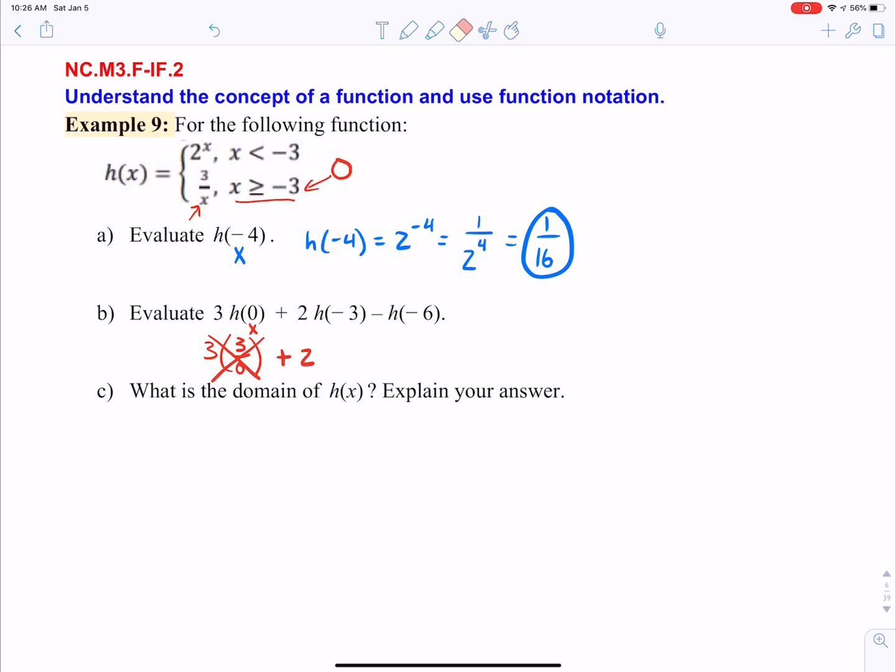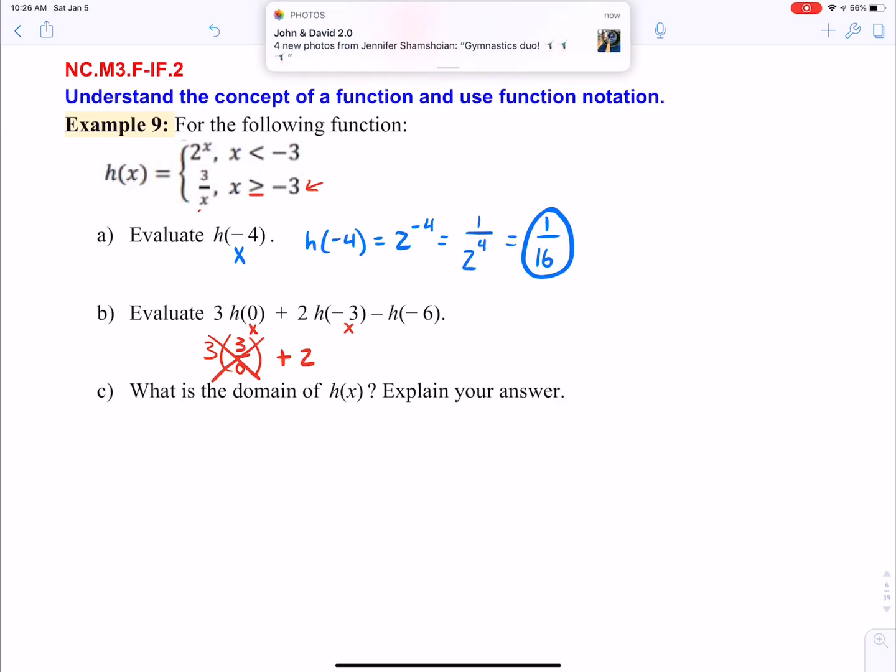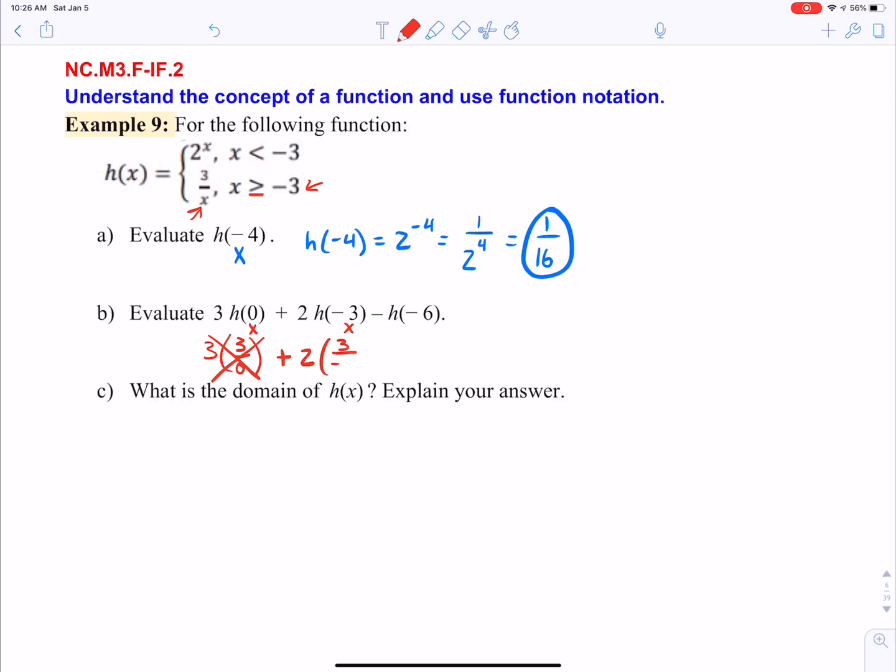So let's think about negative 3 now. Negative 3, if that was our x, would fit into the second piece of our function because it says it's equal to negative 3. So then we plug it in for this x over here. And we would say that that is equal to 3 divided by negative 3. And we'll clean it up in a minute. Then we're going to subtract h of negative 6. So we got to plug in x equals negative 6.